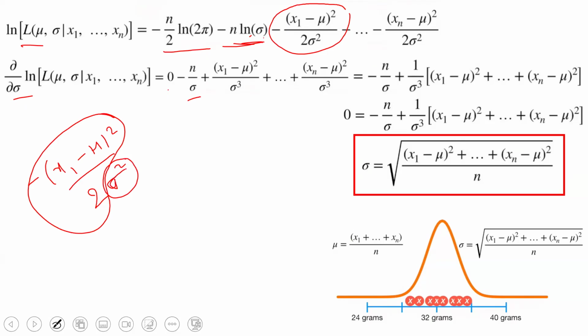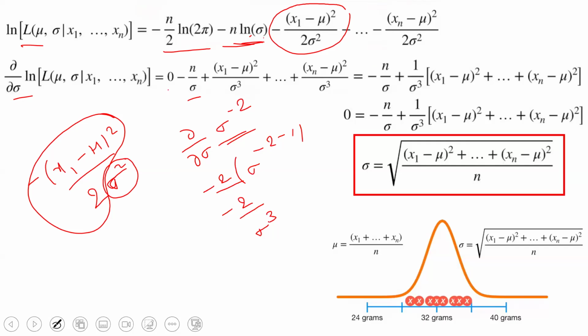But 1 by sigma square. So you have to take ∂/∂sigma. 1 by sigma square becomes sigma to the power of minus 2. So the derivative of sigma to the minus 2 is nothing but minus 2 into sigma to the power of minus 2 minus 1. So this becomes minus 2 by sigma to the power of 3.